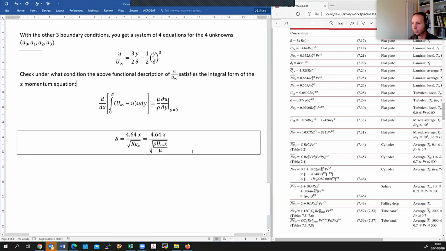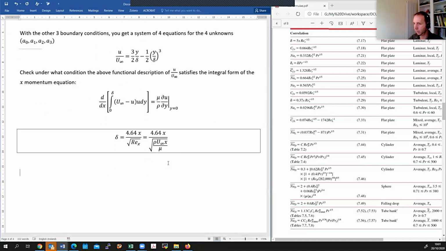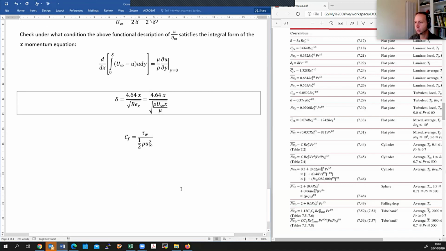Once you have that delta, which is the boundary layer thickness as a function of the Reynolds number, then you can also calculate CF. How do you calculate CF? The coefficient of friction is defined from the shear stress at the wall or at the surface divided by half rho U infinite squared. So that's the definition of the coefficient of friction.